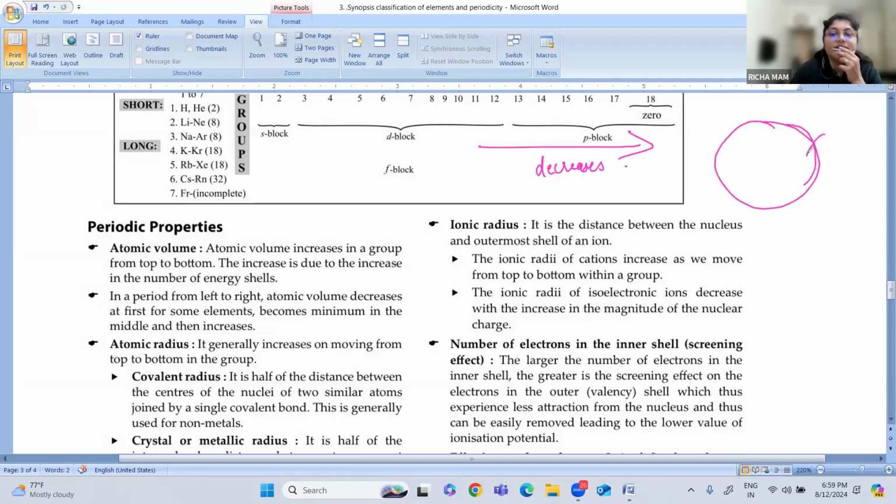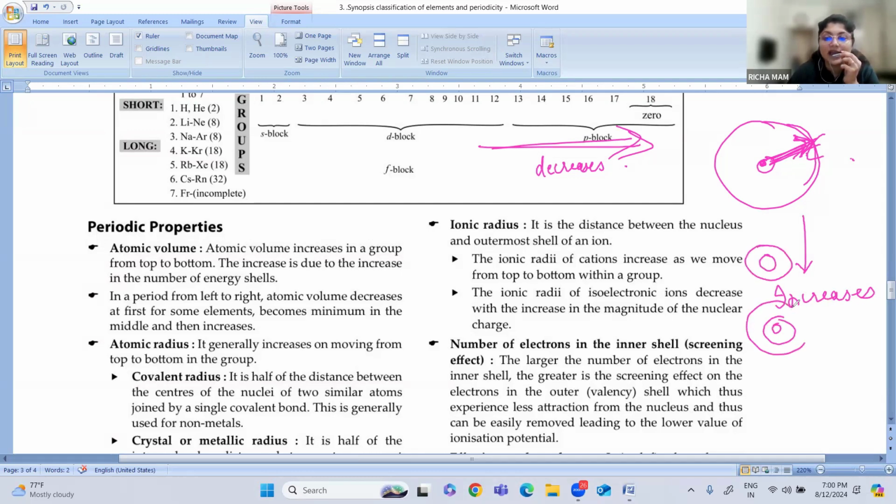in the same shell the electrons are added. What will happen to the force of attraction? It will increase, and the nucleus will tend to attract the electrons towards itself. So as you go across the period, the size will decrease. And as you go down the group, the size will increase, because there is addition of a new shell. Because of that, the distance between the nucleus and the outermost electron increases, the attraction decreases, and so the size increases.